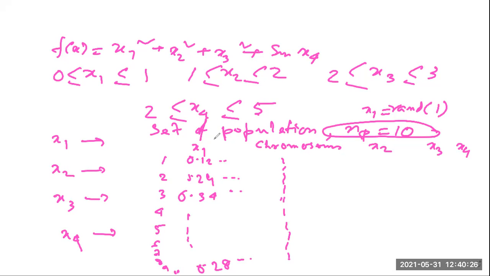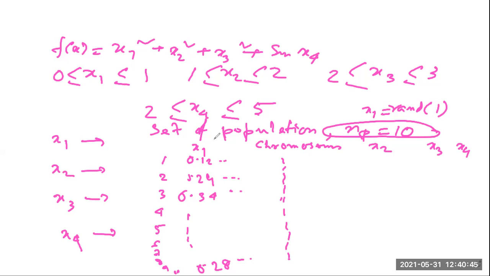Now we know that if X1 equal to 1, X2 equal to 2, X3 equal to 3, X4 equal to 5, we'll get the maximum. But this is a very simple one. This is a simple way we can calculate. But yes, this calculation will be done with the help of the genetic algorithm.